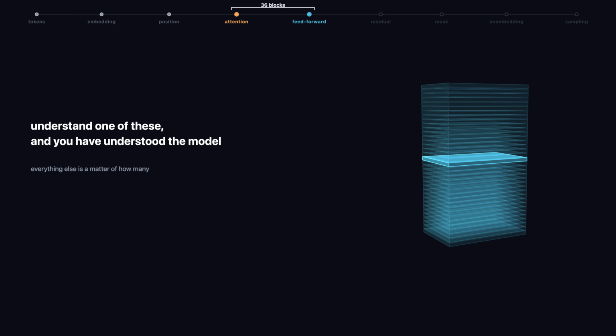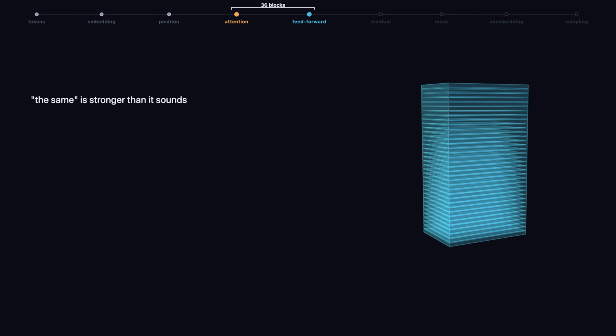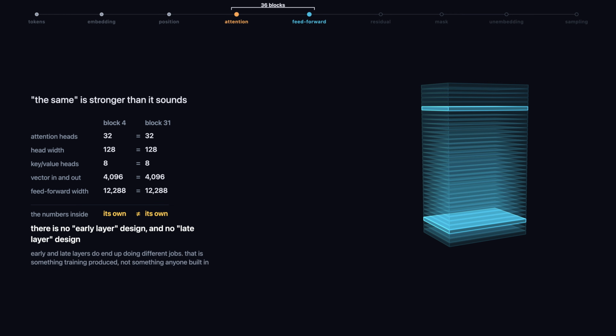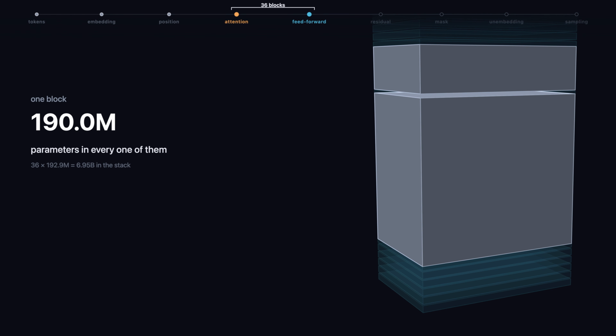Everything else is a matter of how many, and it is worth being precise about what the same means because it is stronger than people expect. Not a repeated pattern with variations. Block 4 and block 31 have the same number of heads, the same widths, the same operations in the same order. Nothing about the structure changes with depth. Only the numbers inside differ. There is no early layer design and no late layer design. If early and late layers end up doing different jobs, and they do, that is something training produced, not something anyone built in. Each one holds 193 million parameters.